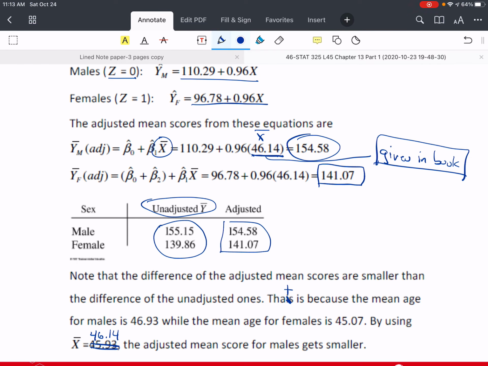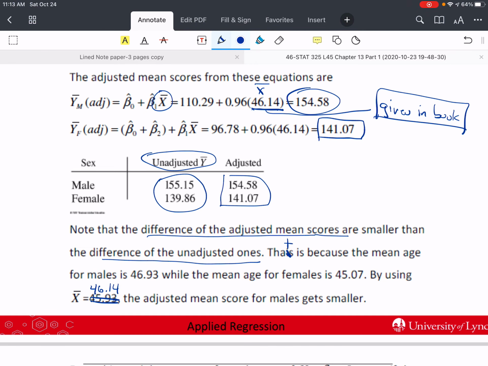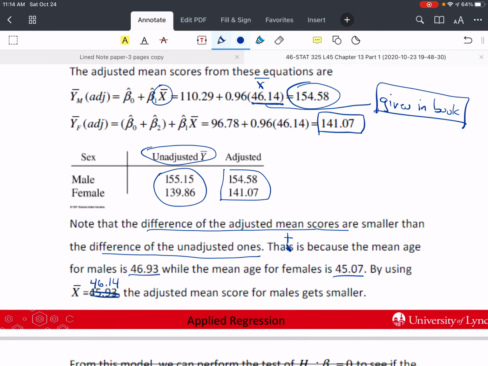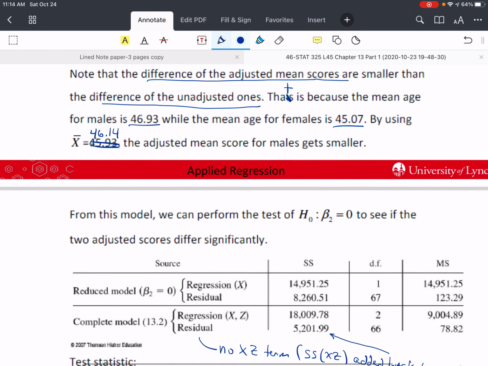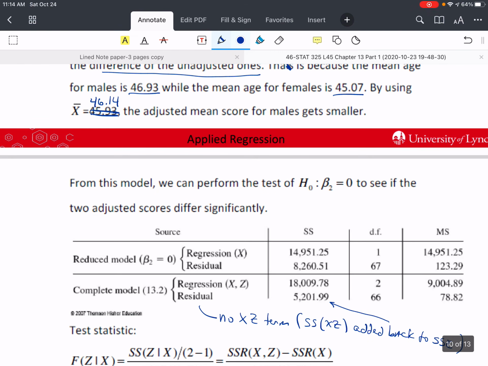So the difference of the adjusted mean scores is smaller than the difference of the unadjusted ones, and that's because the mean age for males is 46.3, while the mean age for females is 45.07. And by using this 46.14, the adjusted mean score for males gets smaller, and the adjusted mean score for females gets larger. So we can perform the test H naught beta 2 equals 0 to see if the two adjusted scores are significantly different.